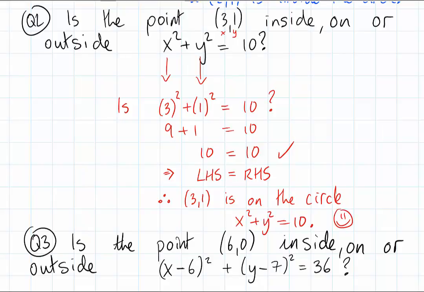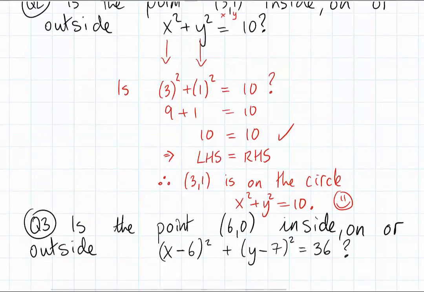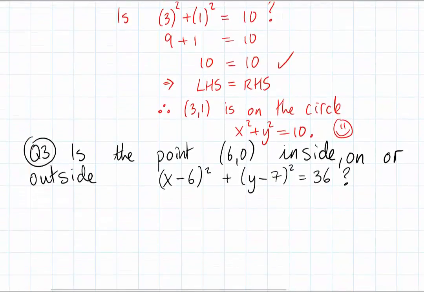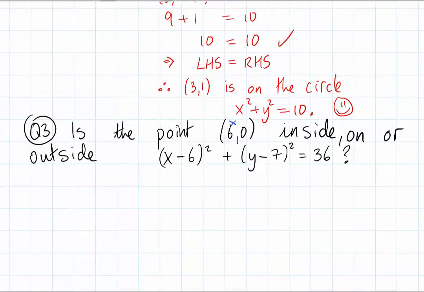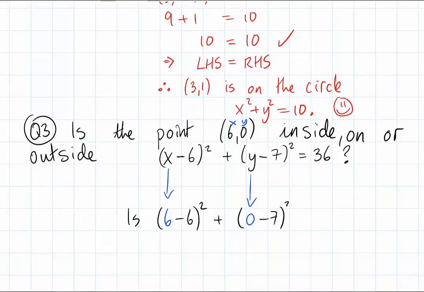Now if we move on to example 3, what we're being asked here is, is this point (6, 0) inside, on or outside this circle? So straight away we should be able to spot out that x is 6 and y is 0. And let's do a direct substitution here. x is 6 and y is 0. So what we're trying to do here now is see, is this actually equal to 36? And we'll establish what's happening.